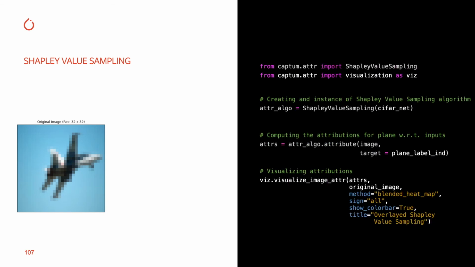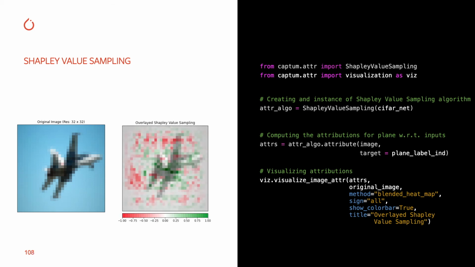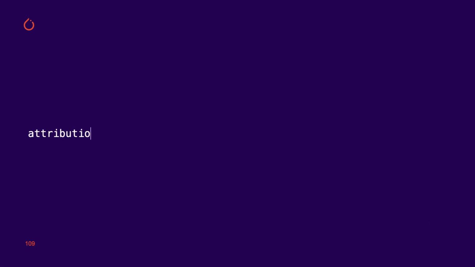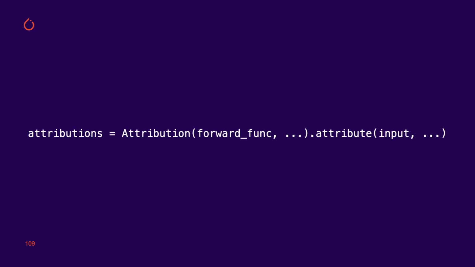We can use the same procedure for the Shapley value sampling algorithm. As we can see from the visualization, Shapley value sampling is able to identify important pixels on the body of the plane and clearly sees the sky as unrelated to the plane prediction. In a general case, we can use any algorithm from the Captum library by creating an instance of it and calling attribute on that instance, passing the inputs, the target class prediction, and other necessary inputs for the specific algorithm implementation.